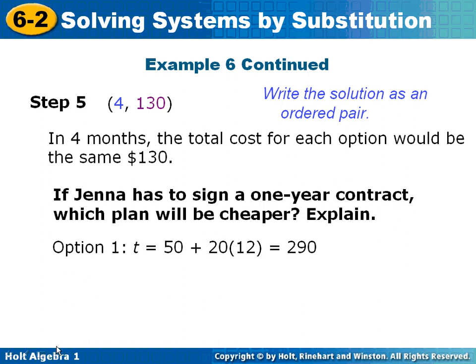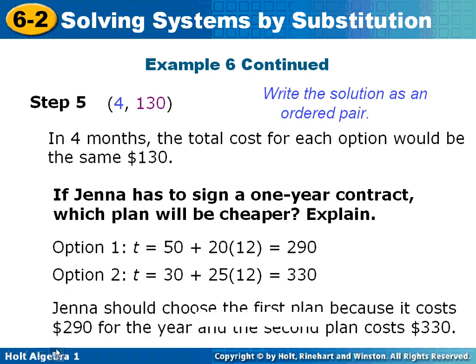Okay, option 1, I plugged in for 1 year, and that's 12 months. That's $290. Option 2 for 1 year is $330. So obviously option 1 is the cheaper option for 1 year. She should choose the first plan because it costs less than $330.